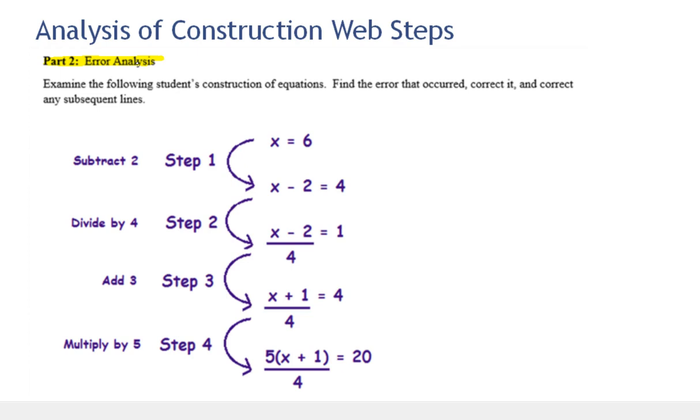And being able to identify an error will help you not make your own errors in the future. Okay. So this is like a construction web, but instead we're stating steps: step 1, 2, 3, 4. And to the left we state what the step is. So in the first step we subtracted 2, then we divided by 4, added 3, multiplied by 5. And here we started with the original equation, x equals 6. So we want to check all of these steps for errors.